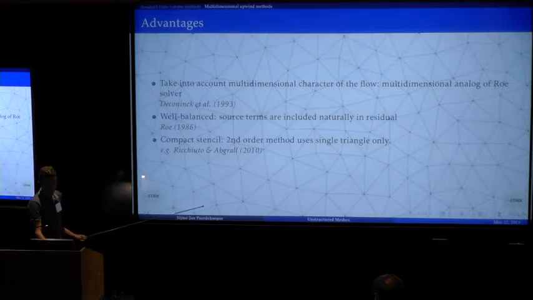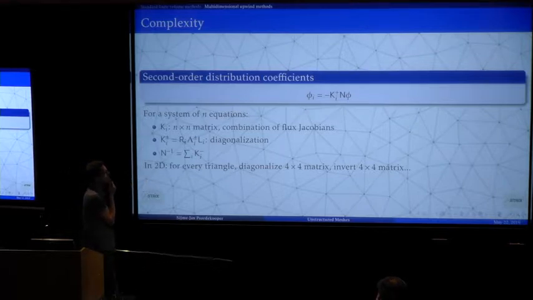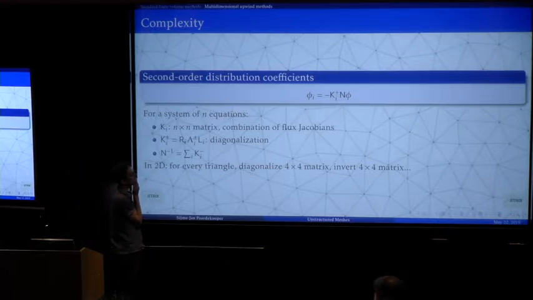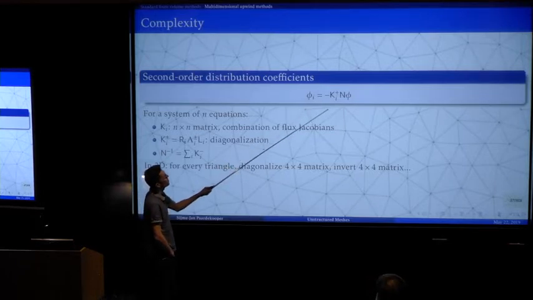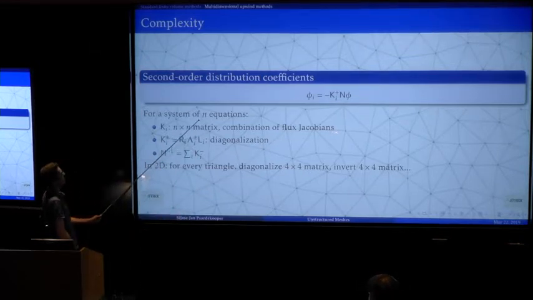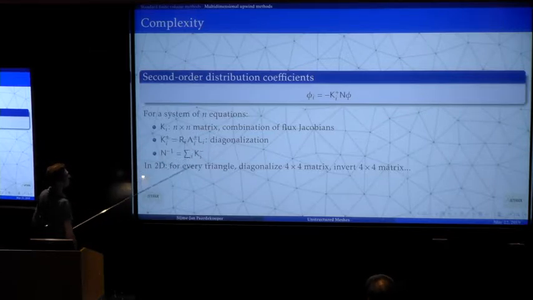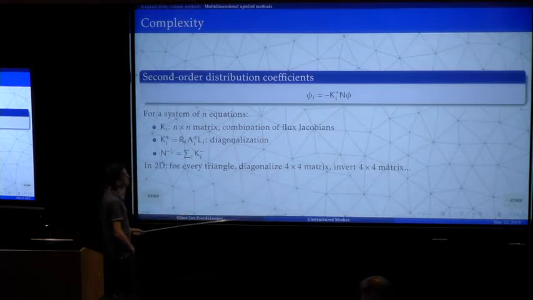The disadvantage is these methods are complex. They're more complex than perhaps, or at least than I was used to. Just to give you a flavor, this is one recipe, looks relatively simple, where you distribute the residual, this is the total residual, but these are all matrices. If you have n equations, these are n by n matrices, we need to diagonalize one, we need to invert one, and we have to do this for every triangle. So diagonalize a 4x4 matrix, invert a 4x4 matrix, and then multiply the two together.